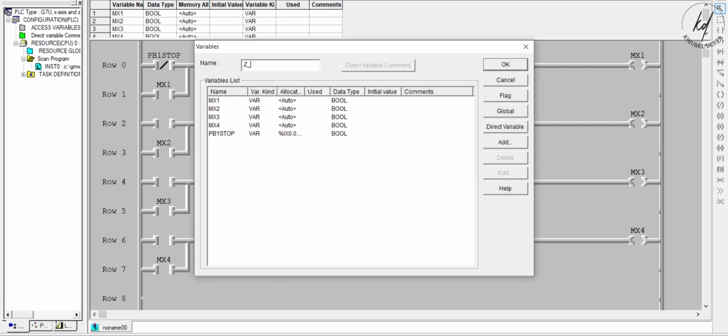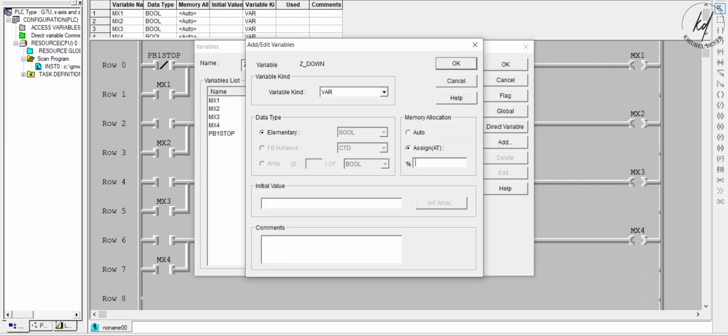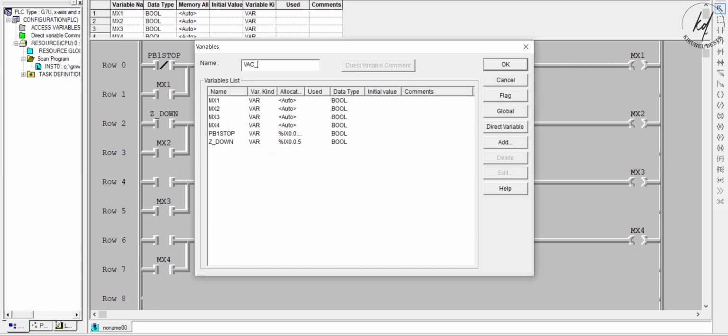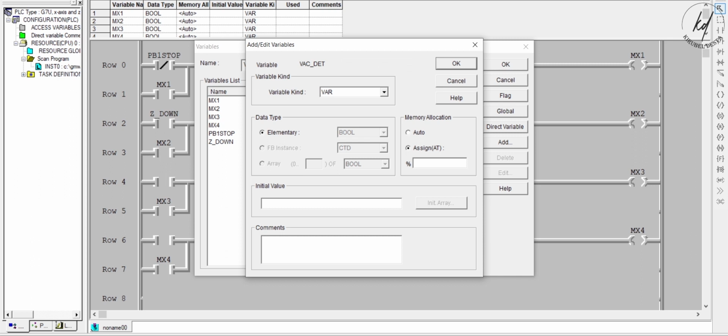Z_down means the Z-axis moving cylinder's sensor that detects as it extends downward, whose address is IX 0.0.5. Back_det is an input referred to as the suction vacuum. Now as it sucks an object, this effect is detected through its address, IX 0.0.11.